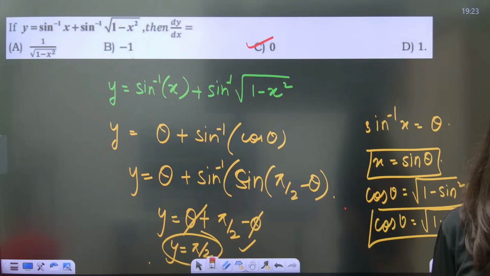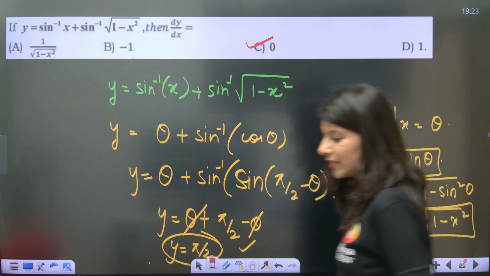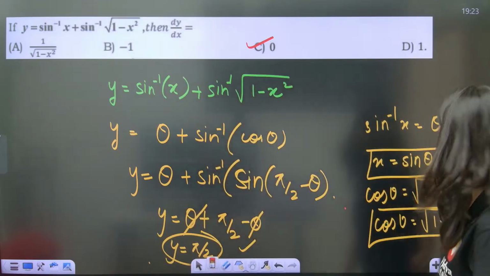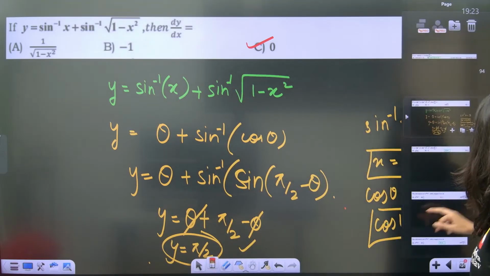Derivative of constant will be 0. Okie dokie. Clear? Perfect. Alright. Let us move on to the next problem, which is this.